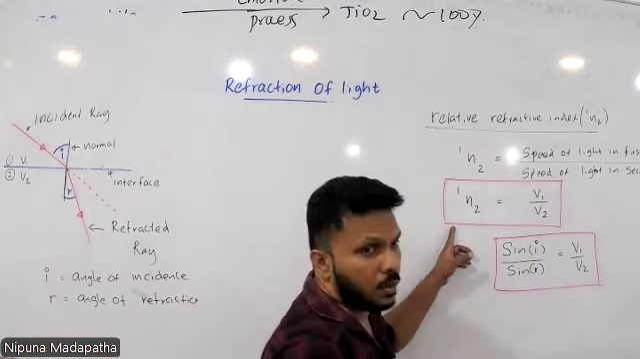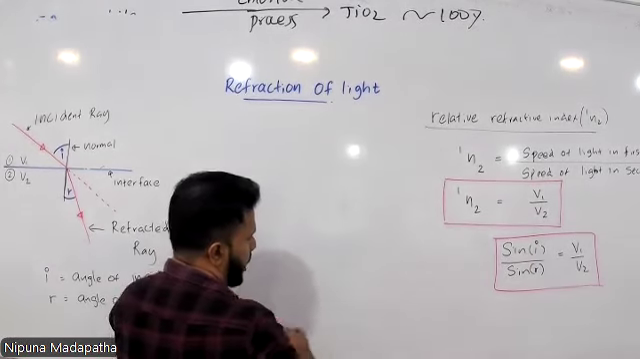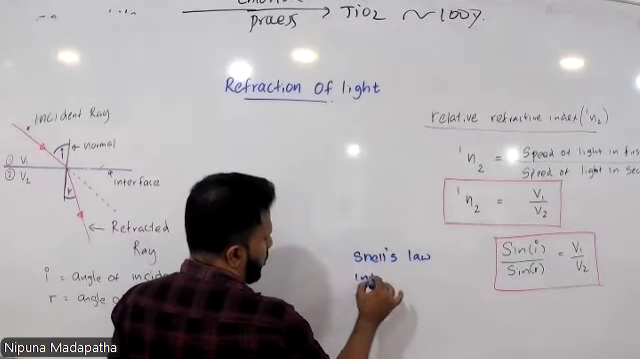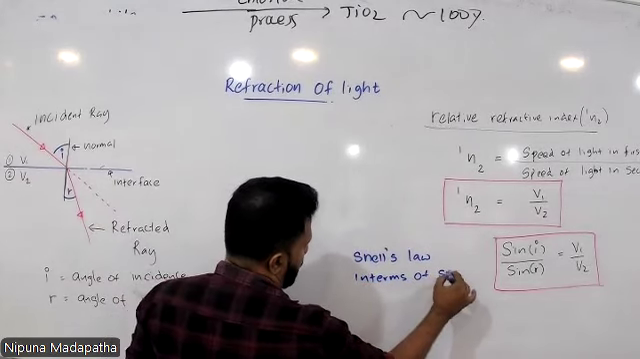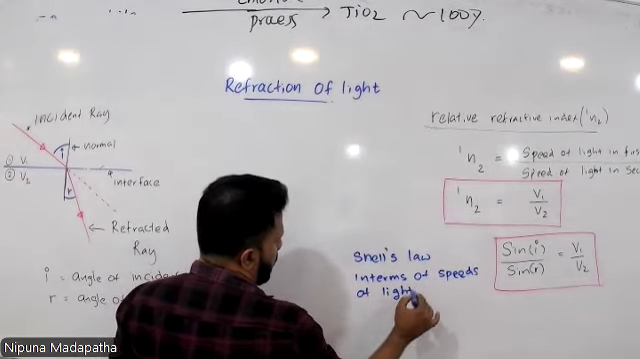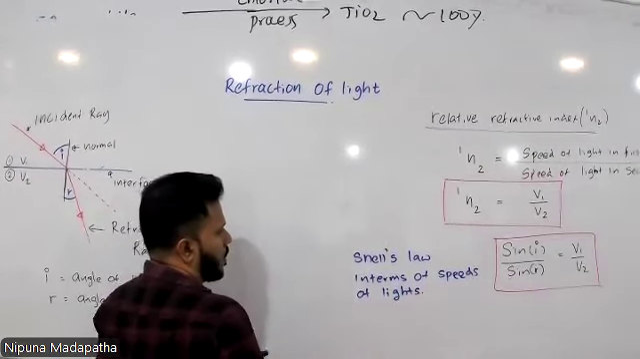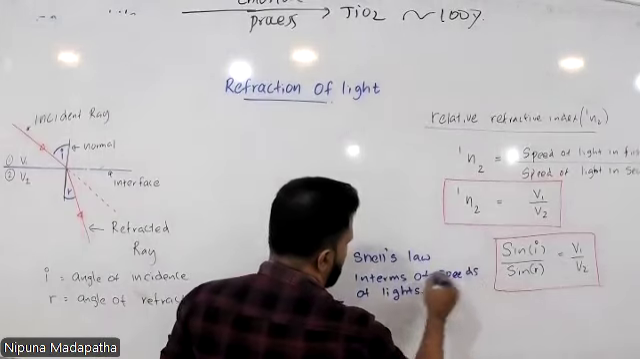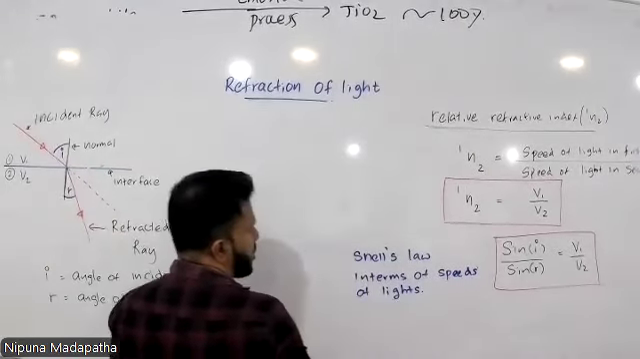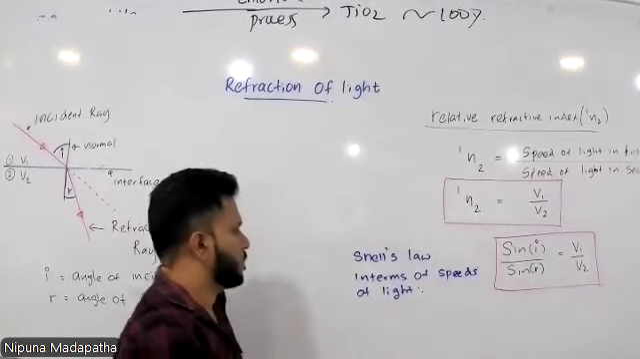So you can express Snell's law in terms of speeds. This is the form of Snell's law in terms of speeds of light.